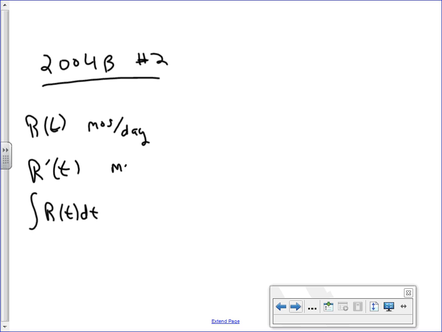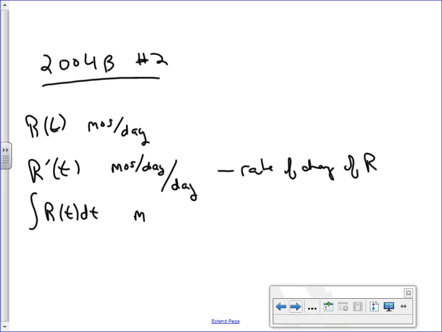So R prime is mosquitoes per day. And another little thing you might consider adding is this is the rate of change of R. If you're still feeling like, oh, I'm not quite sure I've got the handle on it that Ms. Farmer seems to think I have, adding that one little note might help, okay? All right, and then the definite integral, or the antiderivative of R, will be mosquitoes, or if you want to put number of mosquitoes, okay?